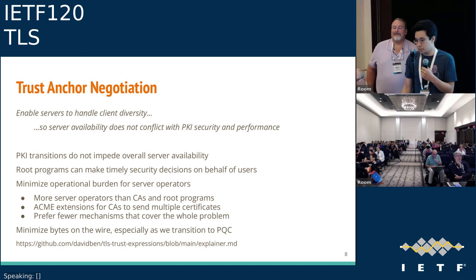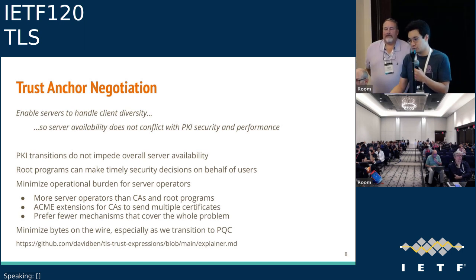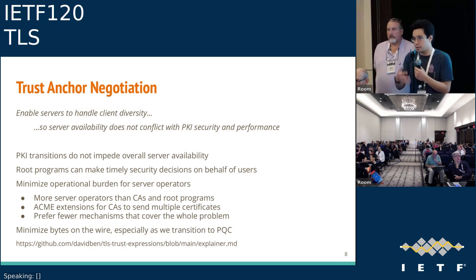Throughout all this, one thing to keep in mind is that in most TLS deployments, there are far more server operators than CAs and root programs. And so where possible, we want to minimize the server operator's burden. And so that is why our draft has things like an ACME extension for the CAs to send multiple certificates. That's really orthogonal to our draft, but we put it in there because it's part of this overall deployment story and in service of reducing server operator burden.